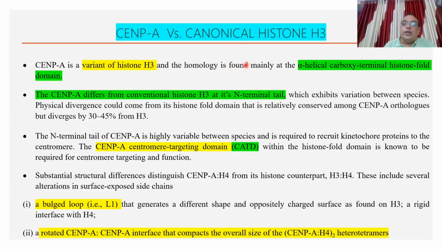CNP-A is similar to H3. I'm saying it is a variant of H3. How? The similarity between the two resides at the carboxy terminal. The fold at the carboxy terminal is almost the same in both the histones. But what is the difference? It differs from conventional or canonical histone 3 at the N terminal.